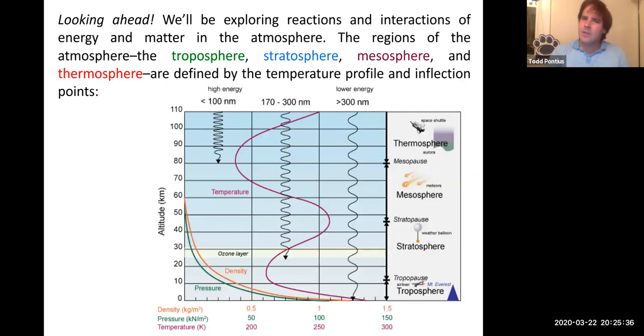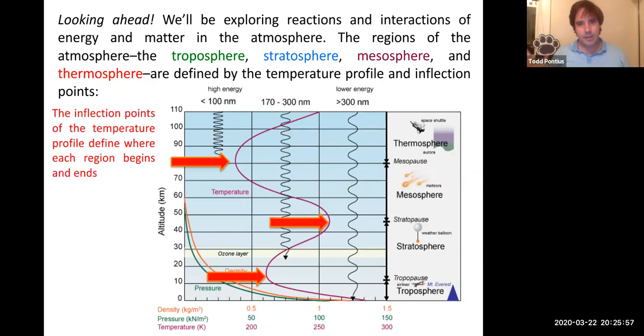Okay, so looking ahead, the atmosphere is broken down into 4 regions. Those regions are the troposphere, that's where we live. Then moving up, we have the stratosphere, then the mesosphere, then the thermosphere. So what is it that defines the cutoff points between troposphere, stratosphere, mesosphere, and thermosphere?